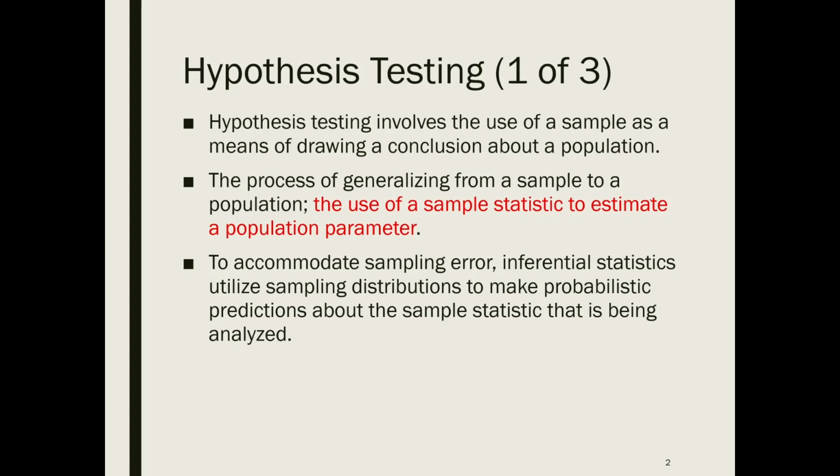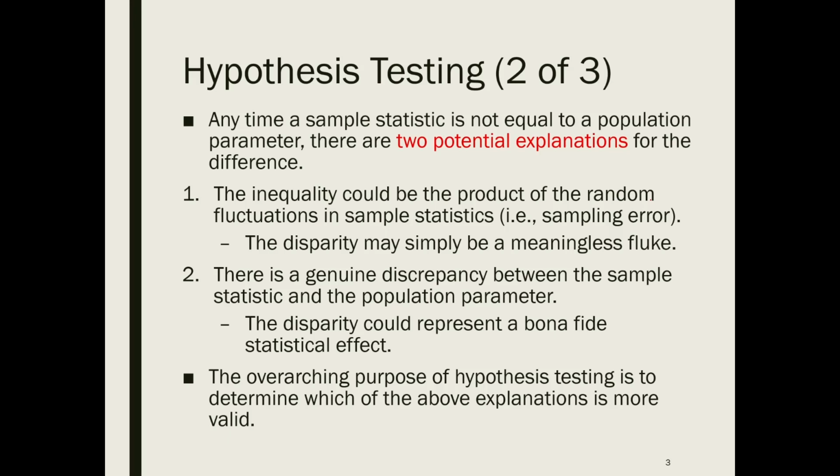We have seen this in the previous PowerPoints when we calculated confidence intervals to estimate a point. Okay, so it's the same idea, the same logic: the process of generalizing from a sample to a population, the use of sample statistics to estimate population parameters. So we have the sampling error. We have covered this in several PowerPoints. To accommodate the sampling error, we have to use sampling distributions to make a good guess, to make good predictions. That is what hypothesis testing is basically doing.